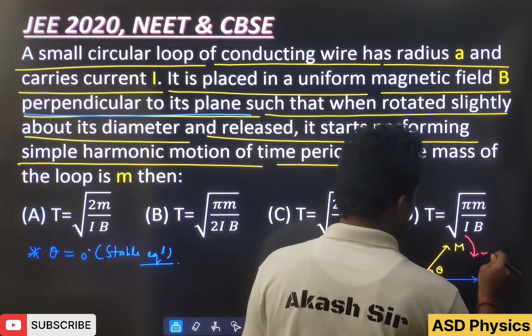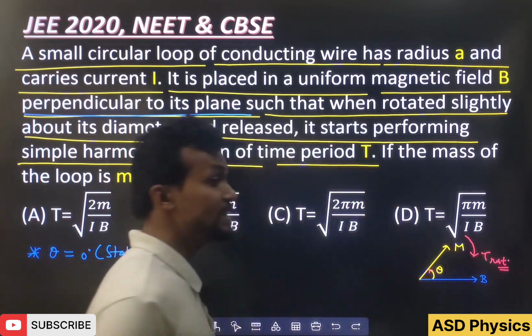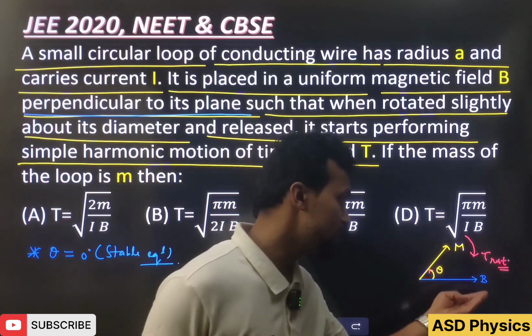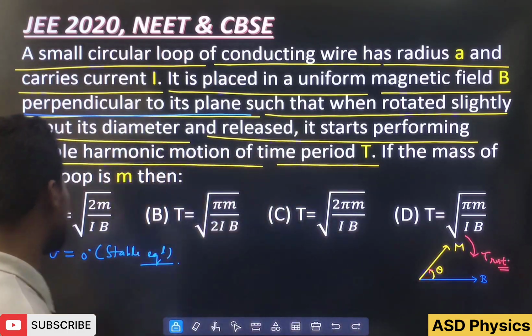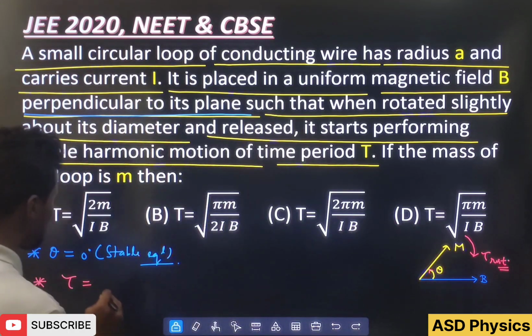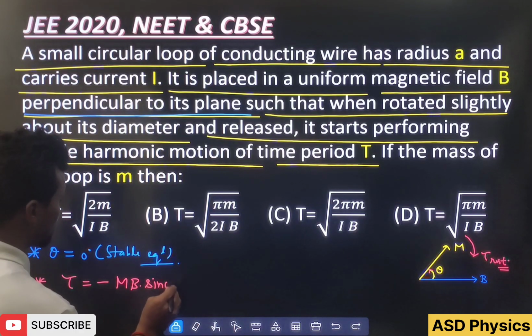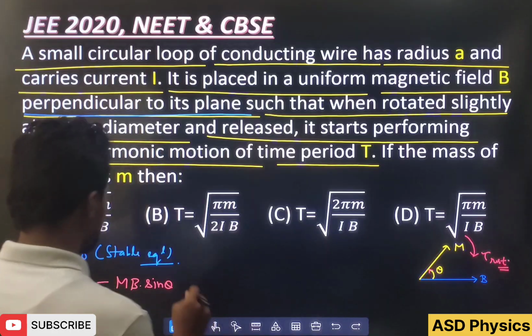One restoring torque will develop that will always align the magnetic moment along the direction of the magnetic field, so that theta should be 0 degree. So what I can write here, the torque formula is given in the opposite direction. So this torque is given by minus mB sine theta. Why minus? Because restoring is there.